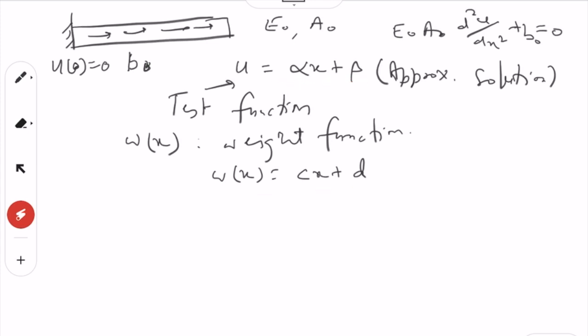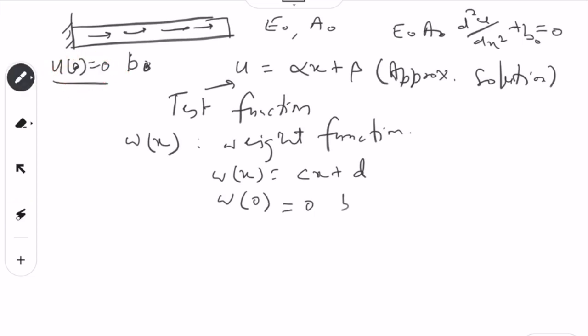Okay, so put one more condition: w0 equal to 0. That really means w0 equal to 0 is given. So what we have to put is w0 equal to 0. We do not know the value of w elsewhere, but we only know w0 equal to 0. Why? Because u is given at x equal to 0.